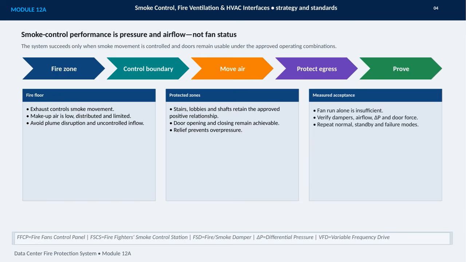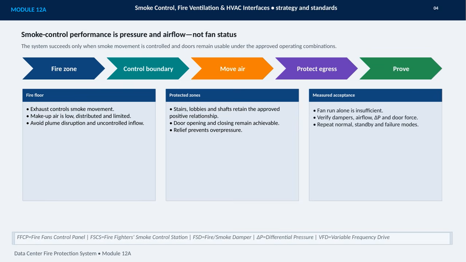On the fire floor, exhaust helps control smoke movement, while makeup air must be low, distributed, and limited. The design must avoid disrupting the plume or creating uncontrolled inflow. In protected zones, including stairs, lobbies, and shafts, the approved positive pressure relationship must be maintained. Doors still need to open and close, and relief must prevent excessive pressure.